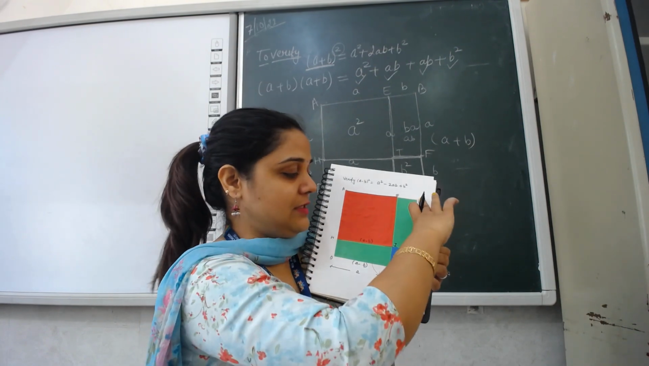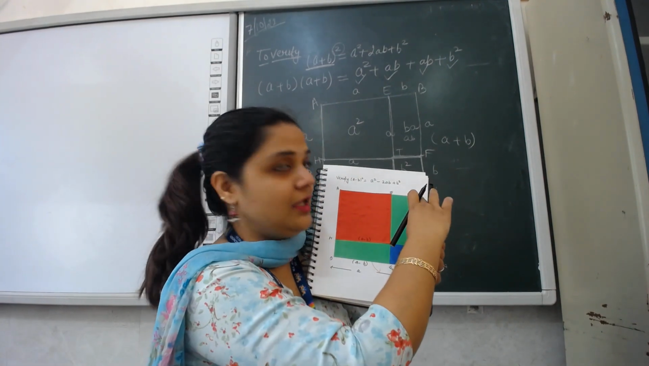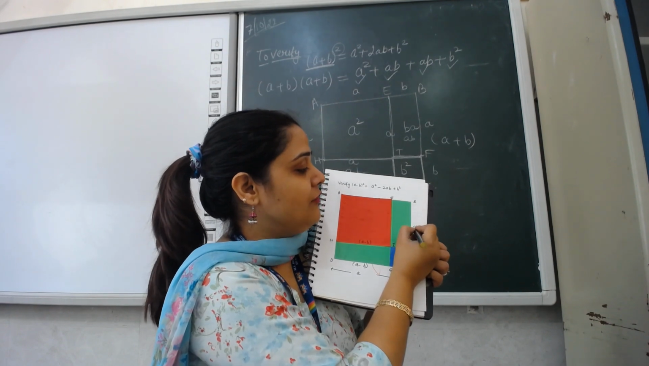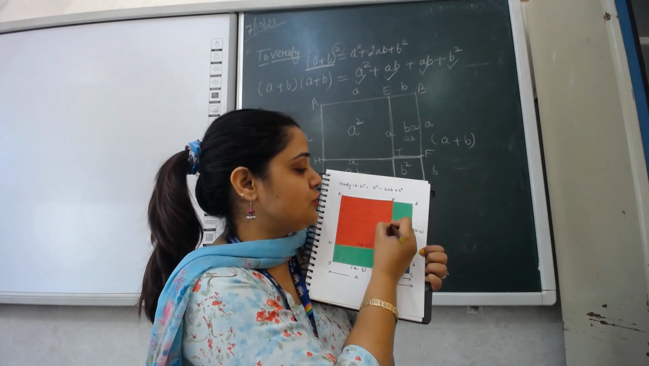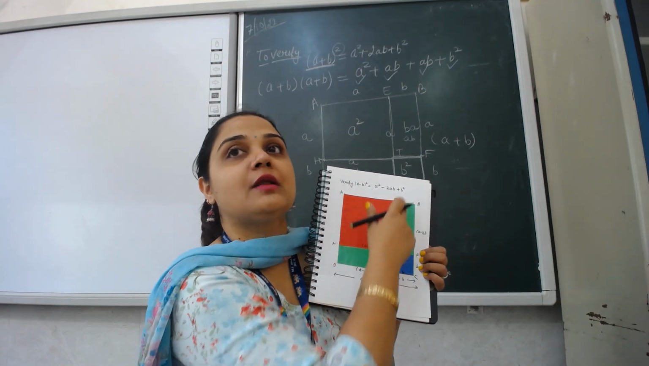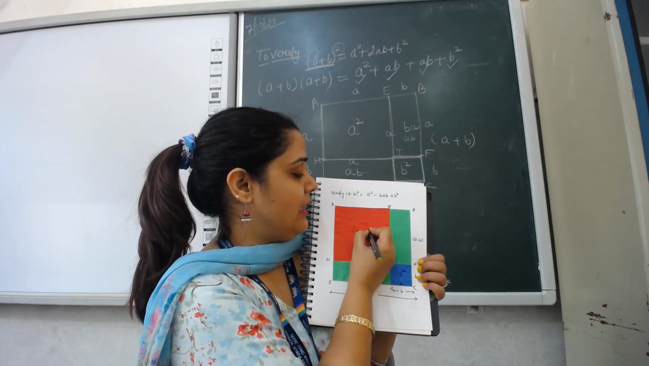Now if this is B, this complete thing is A, and this is B, what will be the remaining part? This will also be A minus B. If this is A minus B, that means this is also A minus B. So what will be the area of this red portion? A minus B whole square. Very good.